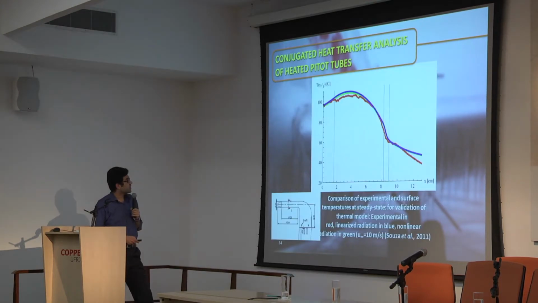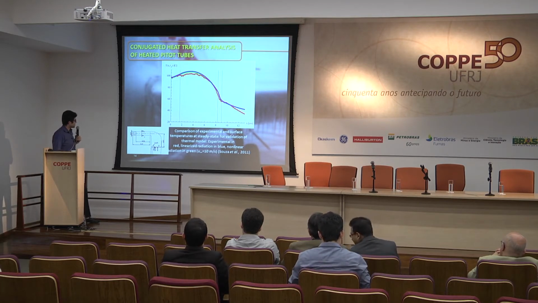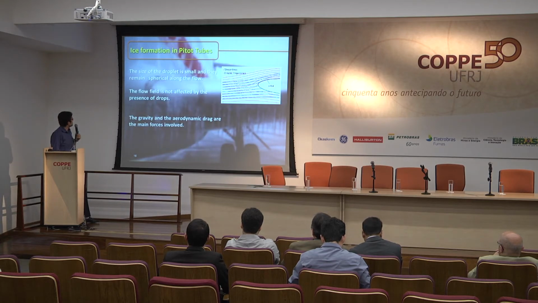And this part is some results of this equation, the comparison of experimental and surface temperature at steady state for validation of the thermal model, from a paper by one of my colleagues, Roberto Souza. And this is a comparison of two simplified models for the thermal and experimental validation. And then another paper by José Roberto.